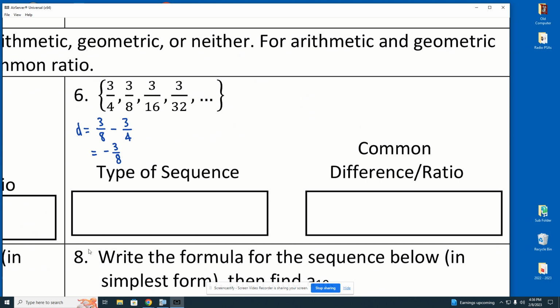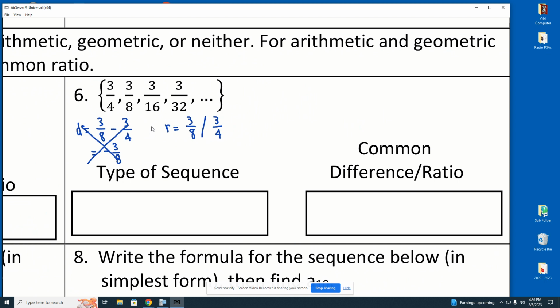So then I would check it. Does that look like it's subtracting 3 over 8 every time? And you go to your calculator and you can try it out. It's definitely not, because 3 over 8 minus 3 over 8 is 0, not 3 over 16. So it's not a common difference. So let's see if it's a common ratio. So you're going to take 3 over 8, and you're going to divide that by 3 over 4. So go check that in your calculator.